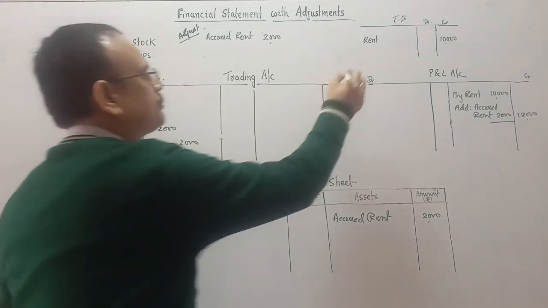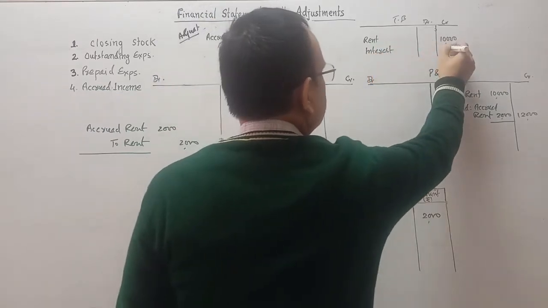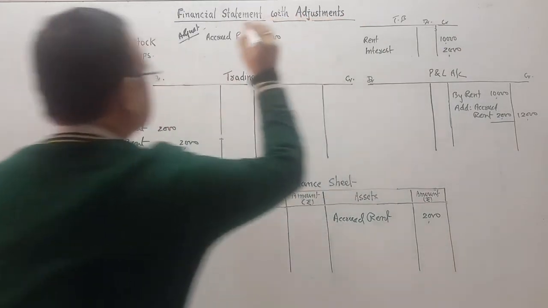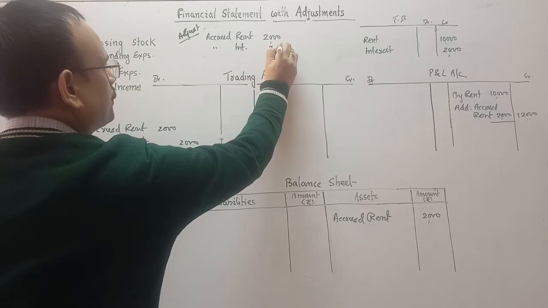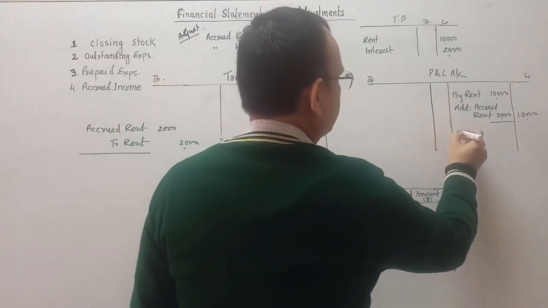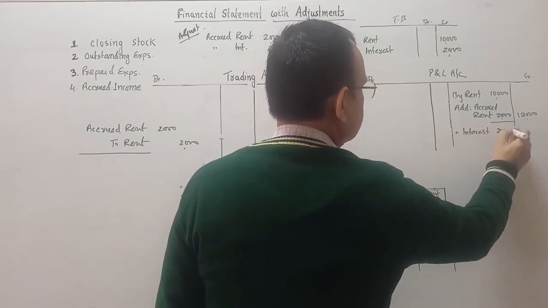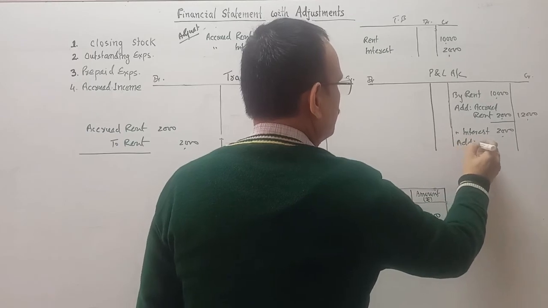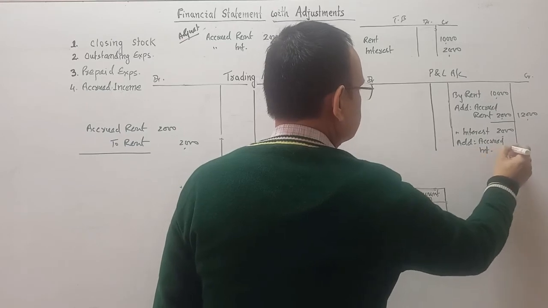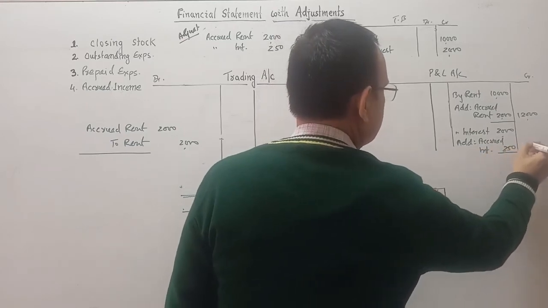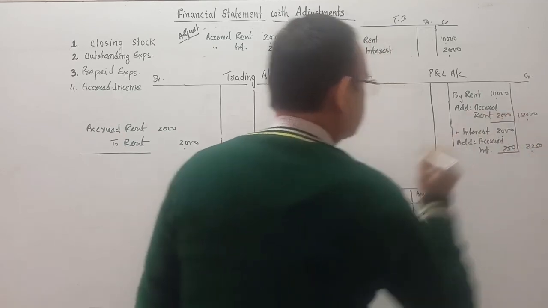Okay, similarly one more example. Suppose interest is given in the credit side as 2,000, and in additional information, accrued interest is given as 250 rupees. What we'll do is write the interest in the credit side of the profit and loss account because it's an indirect income, and add accrued interest. Accrued interest is 250. So total interest is 2,250.